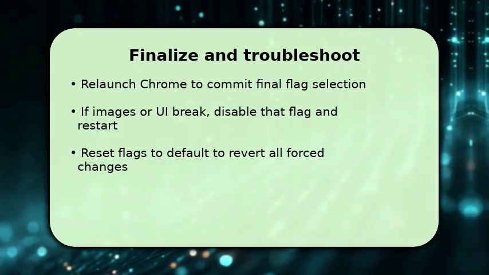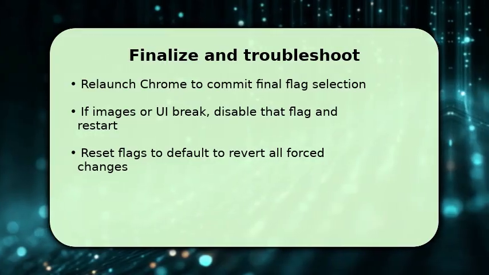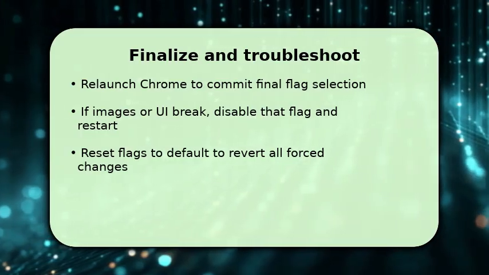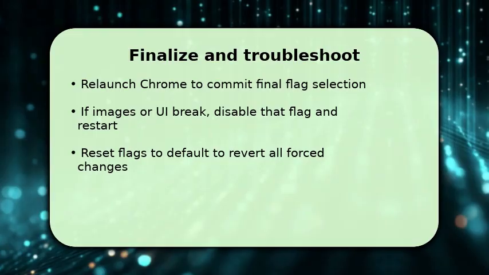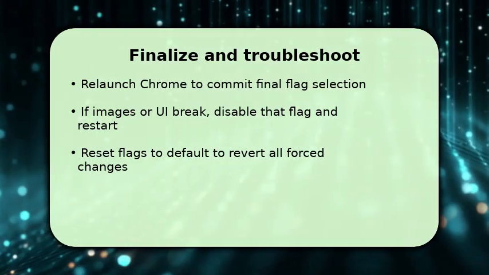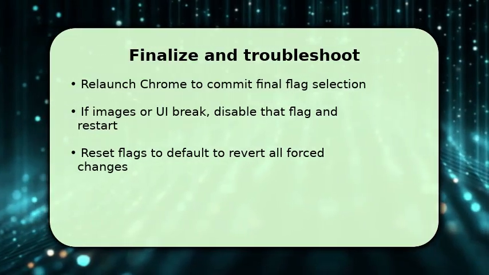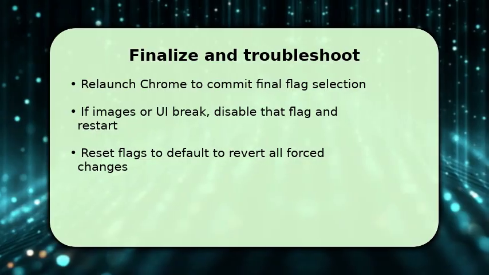That immediately reverts rendering. If problems persist, reset all flags to default from the Chrome, //flags page and restart Chrome, which restores safety. Remember, this single flags-based method is the only built-in way to force dark mode across web contents in Chrome, so adjust.